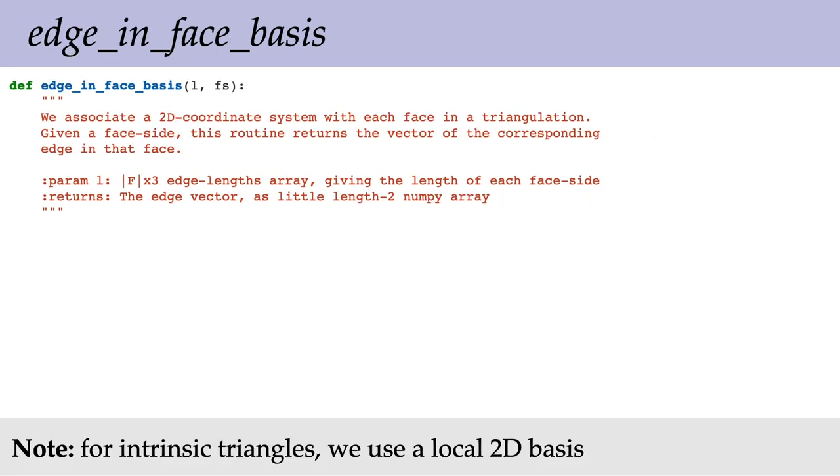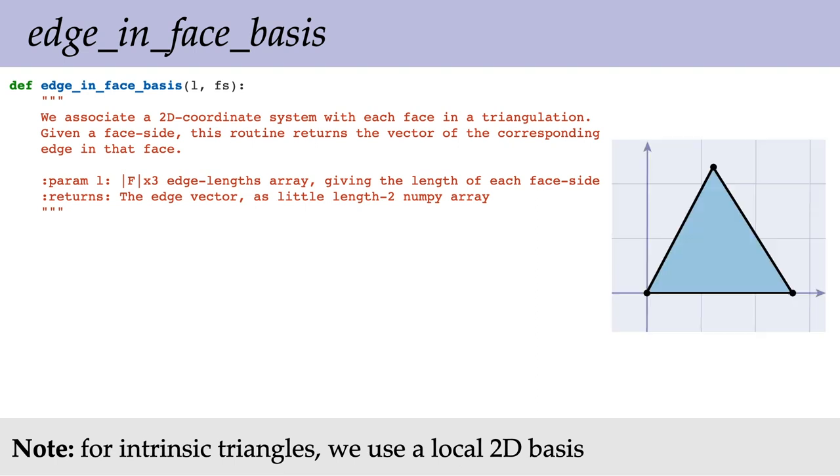For our next subroutine, we will have to make a small but easy tweak to work in the intrinsic setting. So usually we might think of a gradient of a function on a triangle mesh as a 3D vector in each triangle. But that doesn't really make sense in the intrinsic setting because our triangles don't sit in space. So in the intrinsic setting, what we'll do is represent gradient vectors in triangles in a little local 2D coordinate system that we define for each intrinsic triangle.